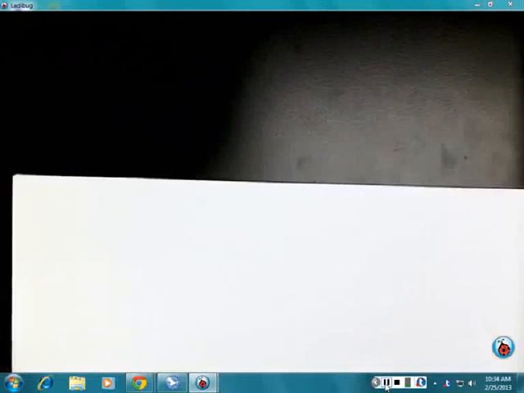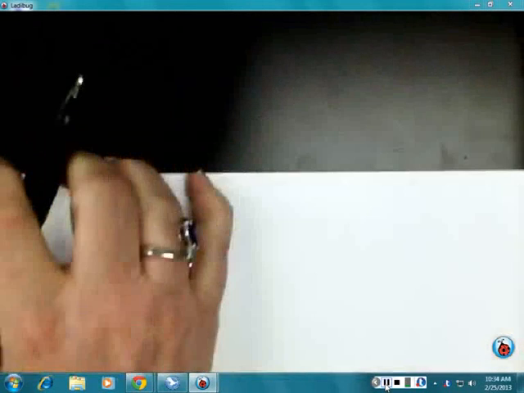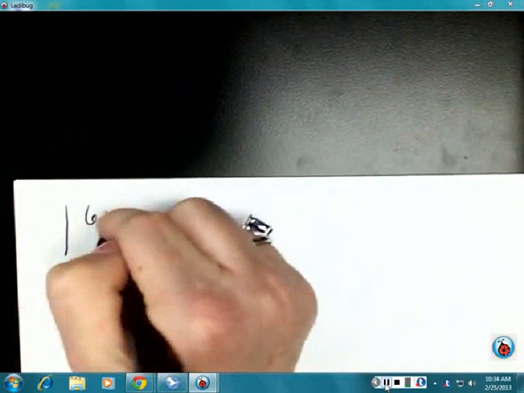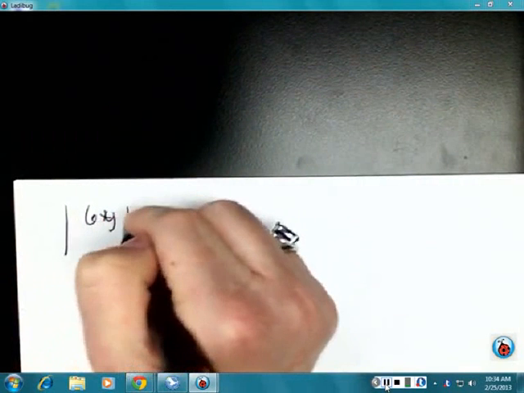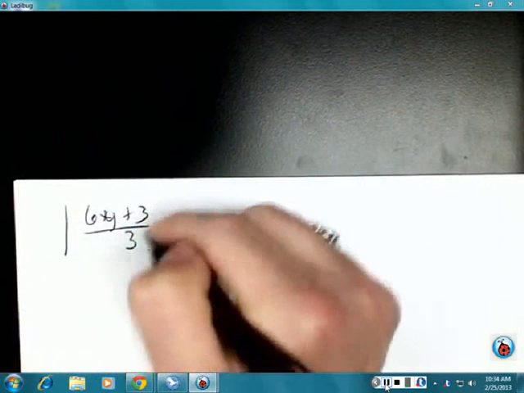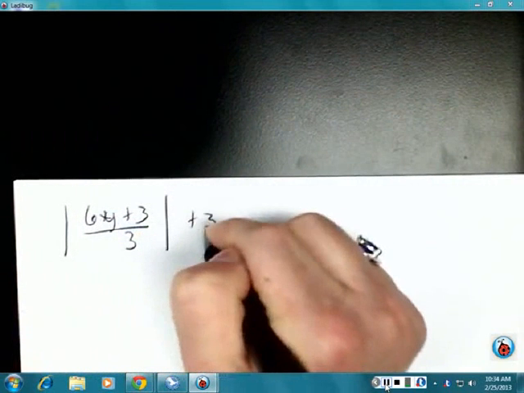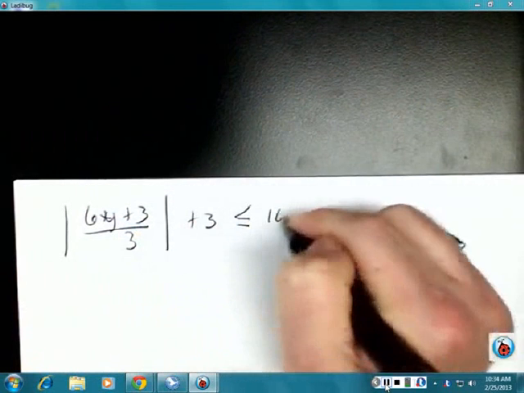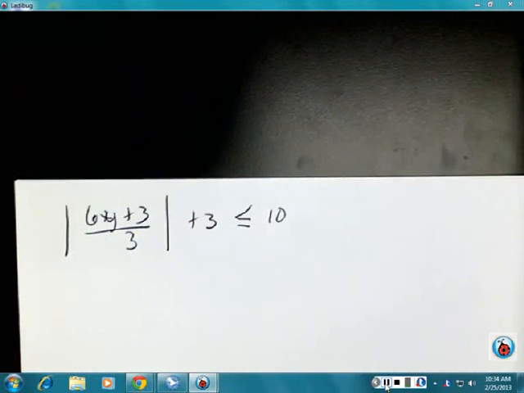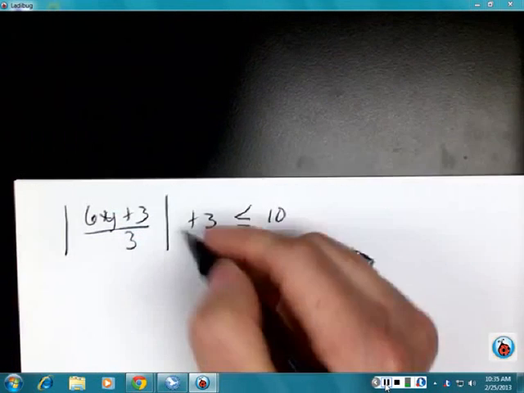So let's take a look at one of these guys. Absolute value of 6y plus 3 over 3, plus 3, is less than or equal to 10. So, minus 3. Minus 3.